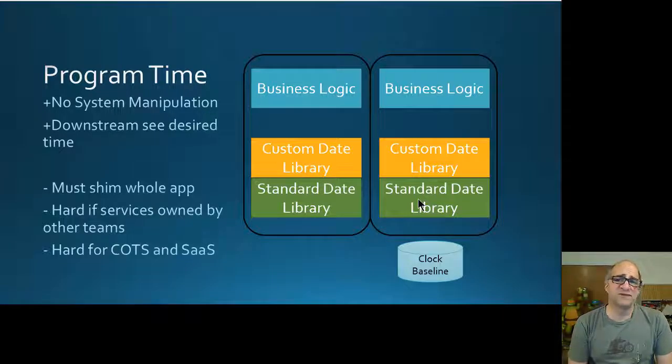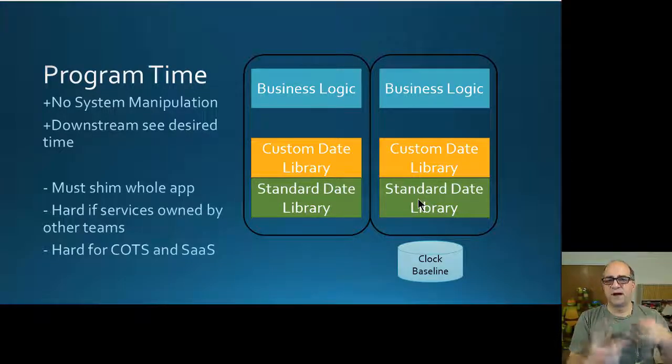I've actually used this one effectively. So in this case, we had no system manipulation. We didn't do any data fixes, right? The interesting thing here, so in the previous one where we did data, remember downstream systems see the wrong time. So in this case, we're actually going to shim the date library. And like I said, I've done this once before. It was a relatively monolithic app. This is the one with the 200 batch jobs.